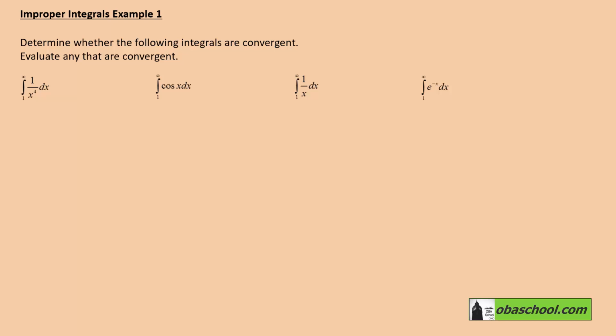Determine whether the following integrals are convergent and evaluate any that are convergent. So the first one we have here is the integral from 1 to infinity of 1 over x to the power 4. So I'm going to do that as 1 to a, and of course 1 over x to the 4 is x to the negative 4.